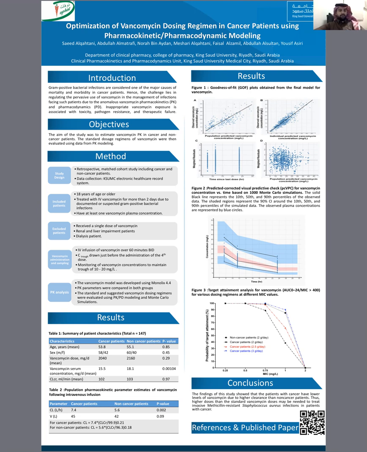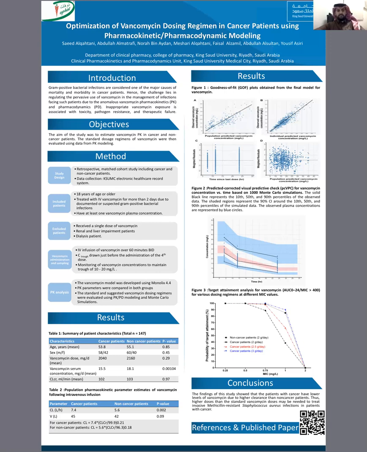For the results part, this first table shows the demographics and characteristics of patients, and the second table shows the significant increase of clearance of vancomycin in cancer patients, which was 7.4 and 5.6 for non-cancer patients, and without any significance in volume of distribution.